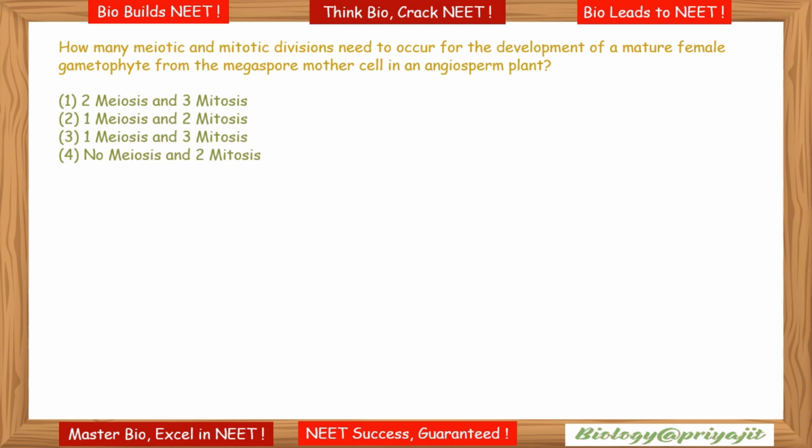How many meiotic and mitotic divisions need to occur for the development of a mature female gametophyte from the megaspore mother cell in an angiosperm plant? The formation of megaspores from the megaspore mother cell is called megasporogenesis. Ovules generally differentiate a single megaspore mother cell (MMC) in the micropylar region of the nucellus. It is a large cell containing dense cytoplasm and a prominent nucleus.